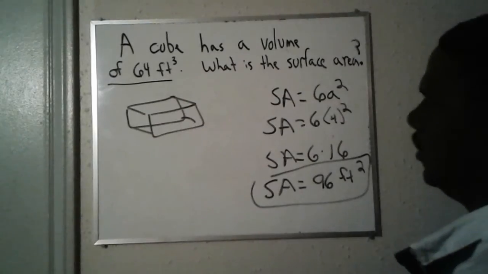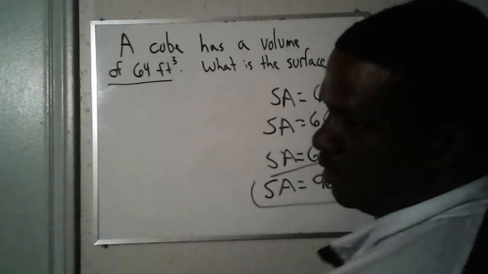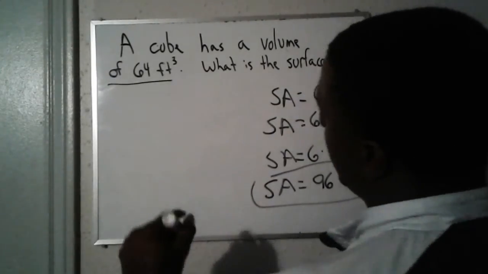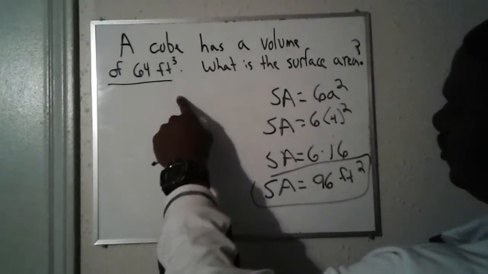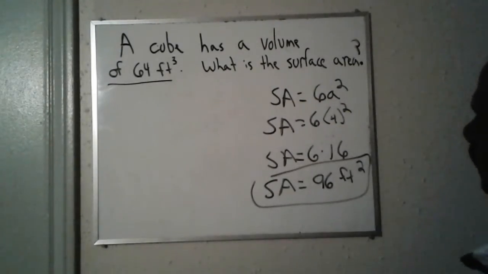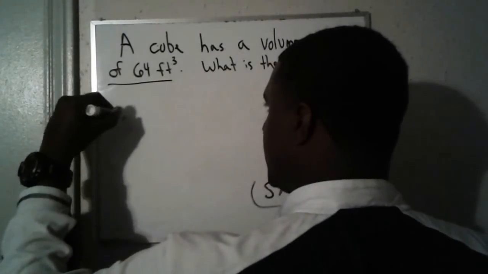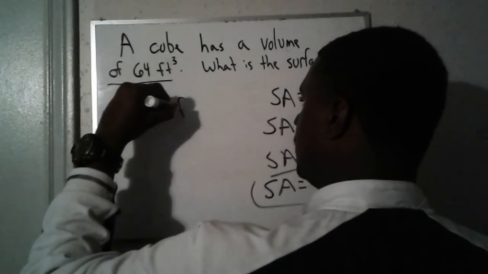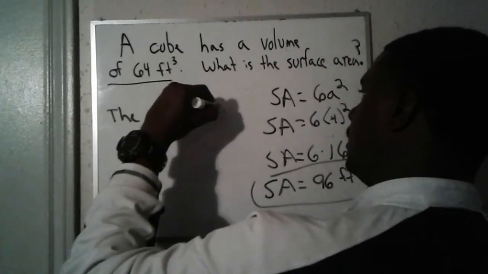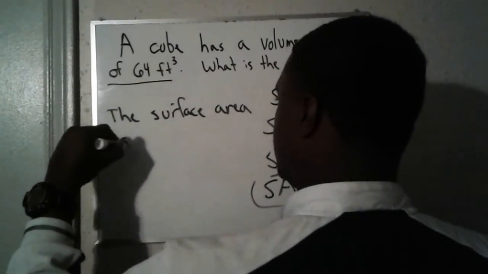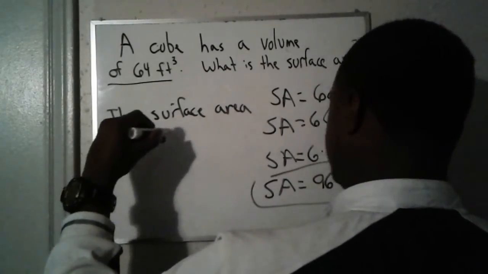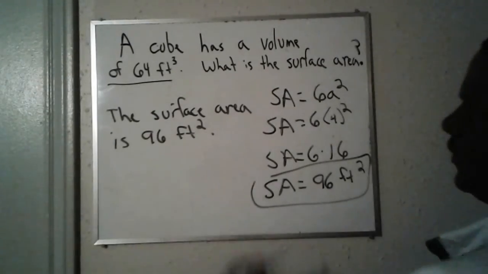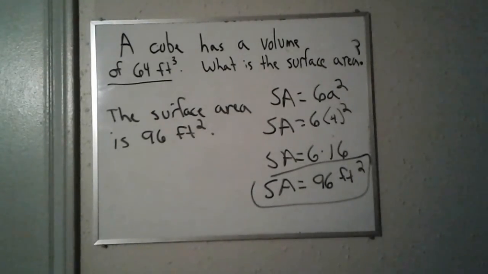And if you want to get your kid practice in the ELA class, then you make them rewrite this in a complete sentence. If a cube has a volume of 64 feet cubed, what is the surface area? The surface area is 96 feet squared. And just get them to restate the question to make sure they get all their points.